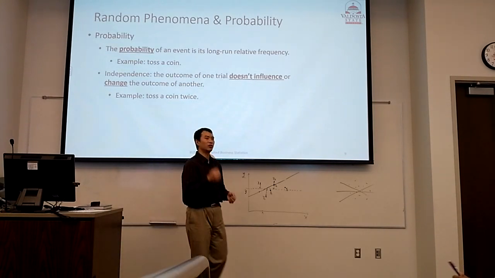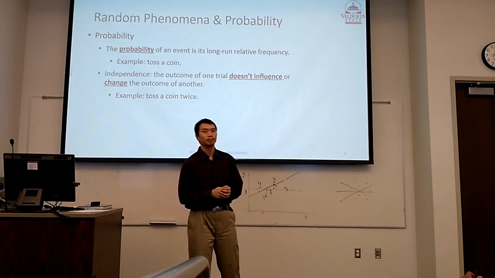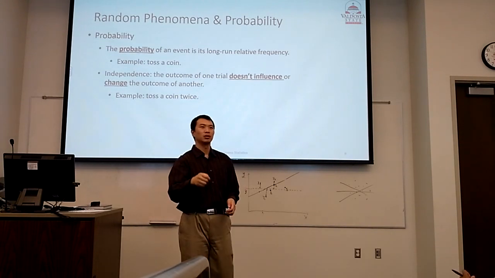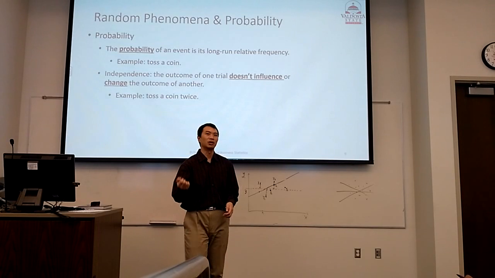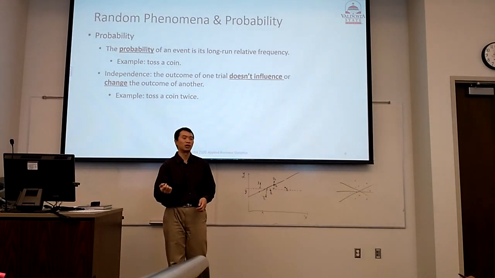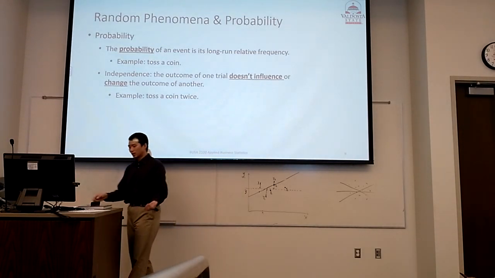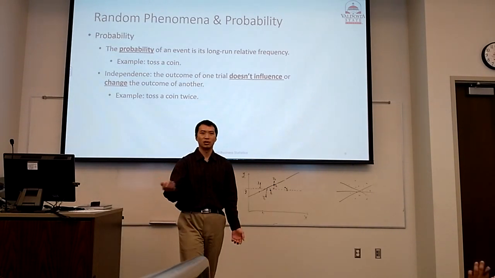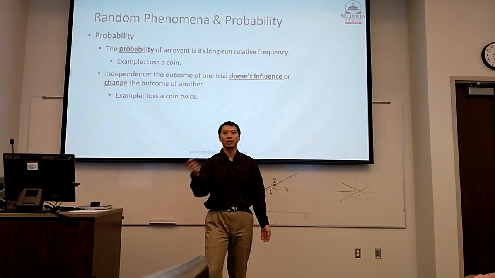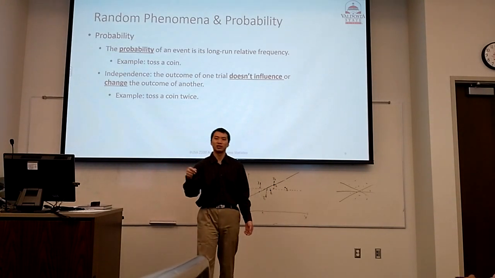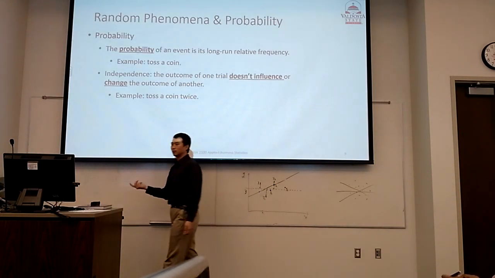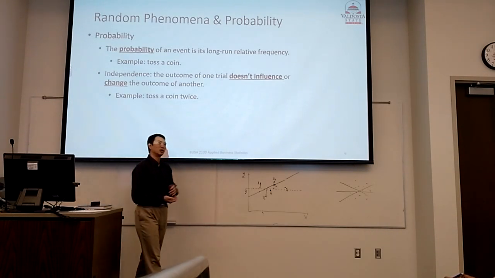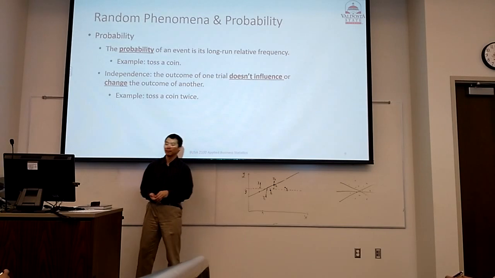So if I toss a coin twice, is the outcome of my first trial affecting the outcome of the second trial? No, they are independent, right? So it doesn't matter if I get a tail or head in the first trial, still for the second trial, I get half chance of tail and half chance of head. Okay? So that's why we call it independent. It's independent between the trials.